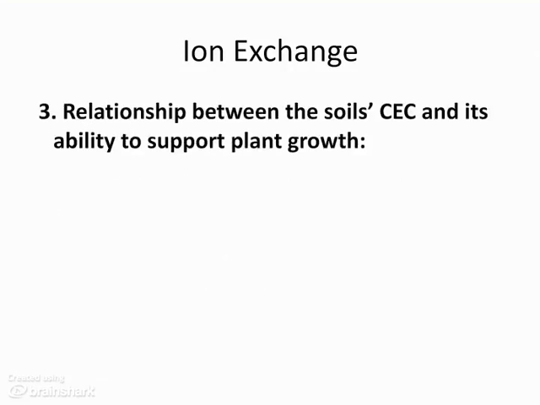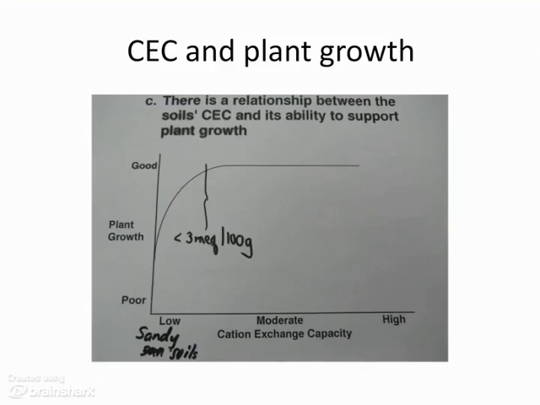It's important to understand that there is a general relationship between the soil's cation exchange capacity and its ability to support plant growth, which I'll show you in the following graph. Here we have a generalized graph. On the x-axis, we have the soil's cation exchange capacity: to the left, a low CEC, in the middle, a moderate CEC, and on the right, a very high CEC. On the y-axis, we have relative plant growth, with poor plant growth on the bottom and good plant growth on the top.